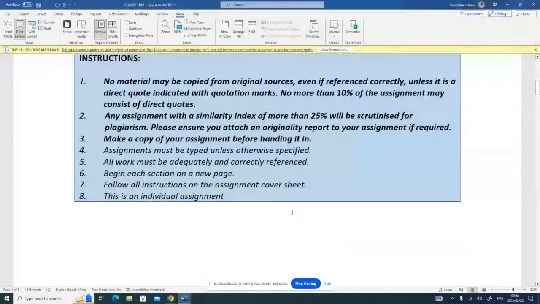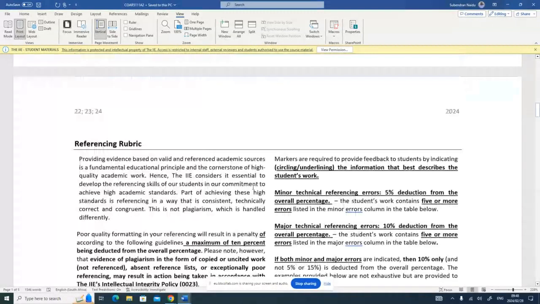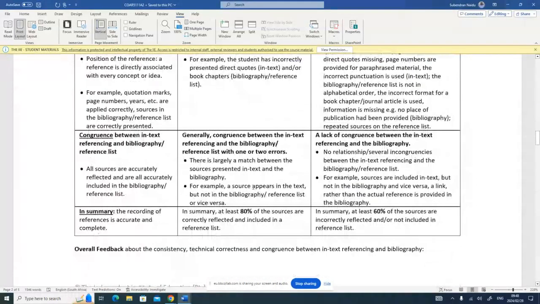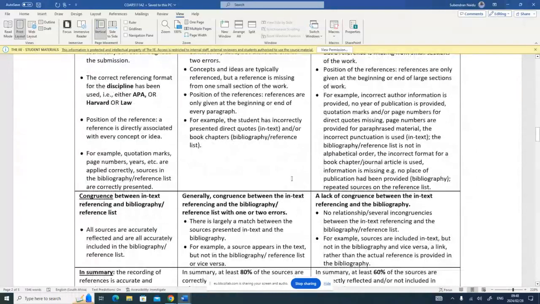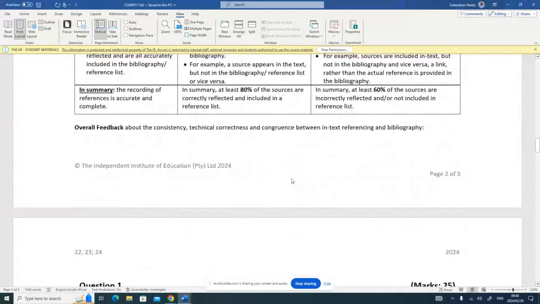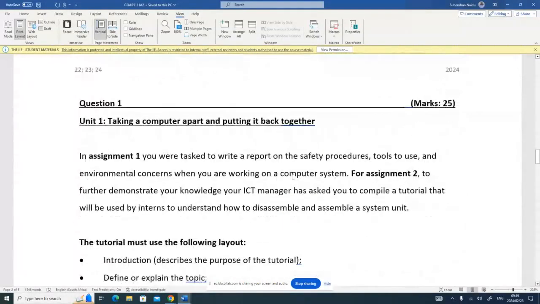assignments must be typed unless otherwise specified. So this part is the same as assignment 1. Referencing the rubric we have discussed previously, a maximum of 10% can be deducted if there's a problem with your referencing. Now let's look at the questions in assignment 2.